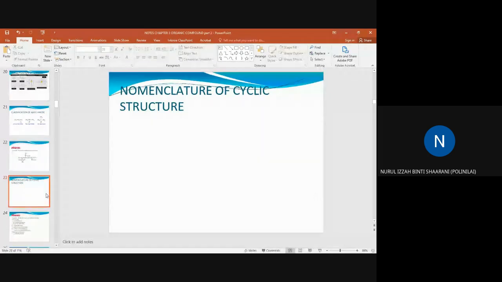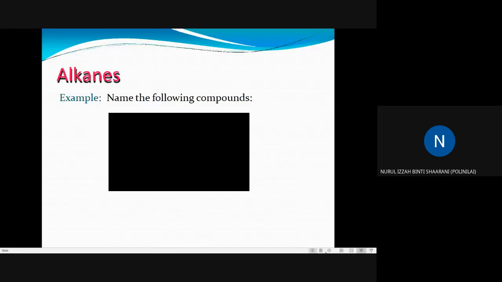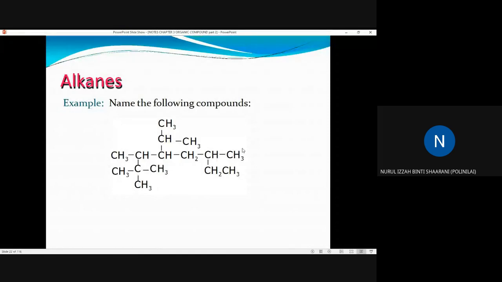Okey, kejap. Mana tadi? Nampak tak saya punya lukisan ni? Nampak, Minda. Okey. Okey, so tadi kita cancelkan this one. Dia adalah dua lah, CH3, CH2. Ini adalah satu structure. Ini adalah satu compound. Ini adalah satu group of compound.